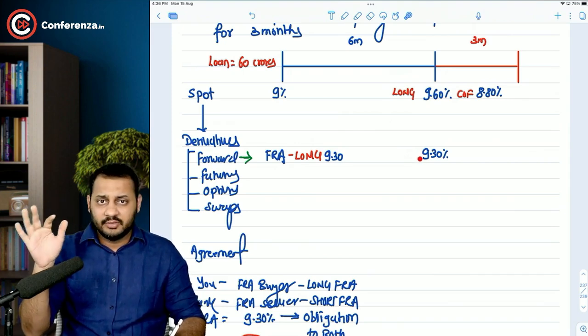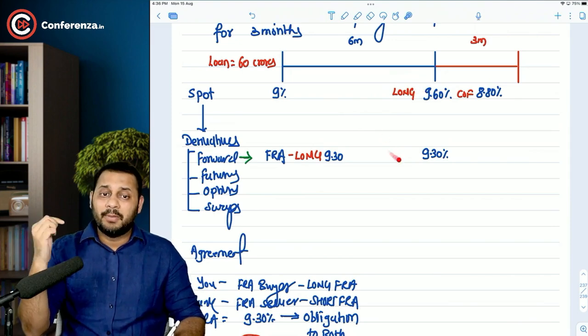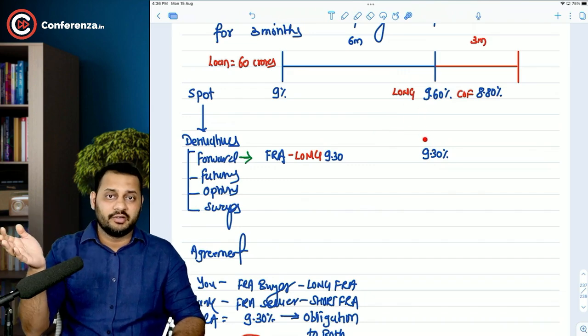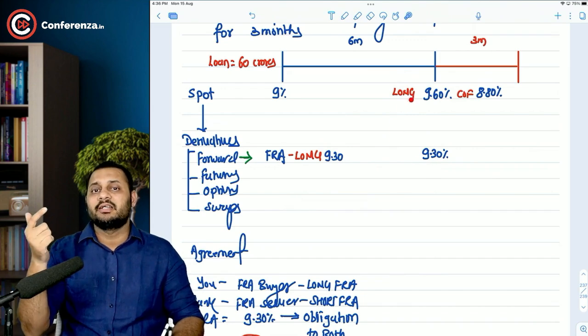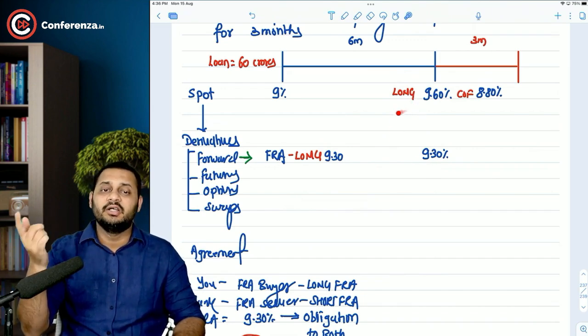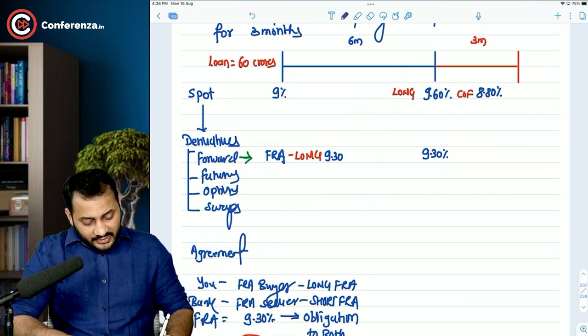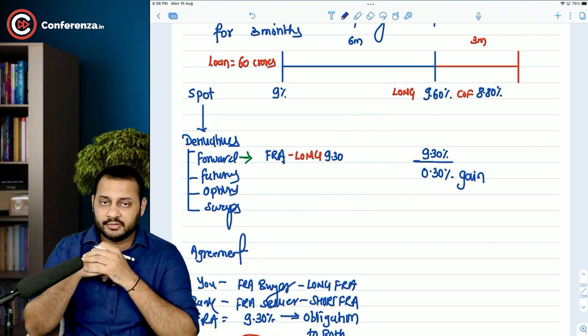Obviously the cash settlement will happen. You will have to borrow in reality at 9.60, but the balance will be given back to you. The difference is your profit, because you are buying the loan at 9.30% when the market is buying it at 9.60%. It's a lower price to you, it's a profit to you. So the FRA will get settled and the gain to you will be 0.30%. This is going to be a gain to you, right?